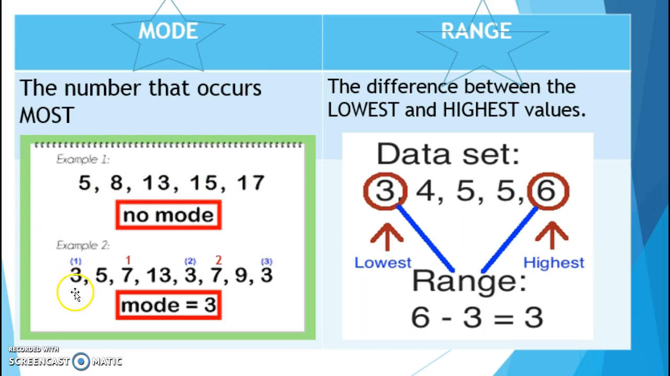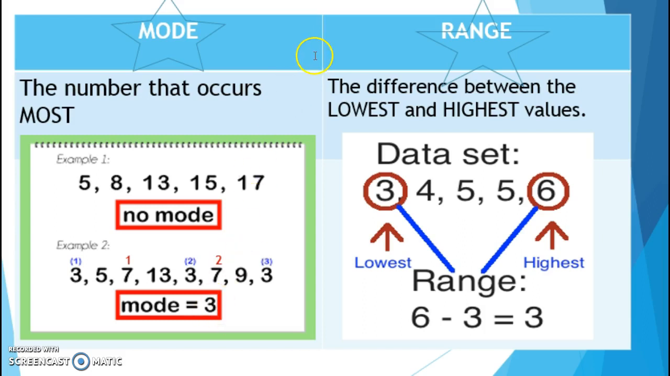Example 2, we've got 3, 5, 7, 13, 3, 7, 9, and 3. Well, I see there's 3 that occurs a bunch of times, and 7. Look at the 7. Here's 1 7. Now look around. There's 2 7s. Here's 1 3, 2 3s, and 3 3s. The number that occurs most is 3. That would be my mode.